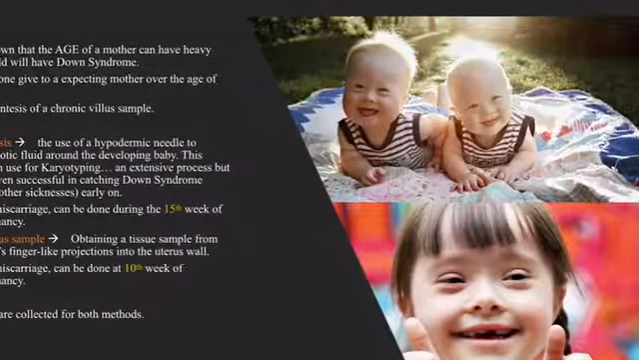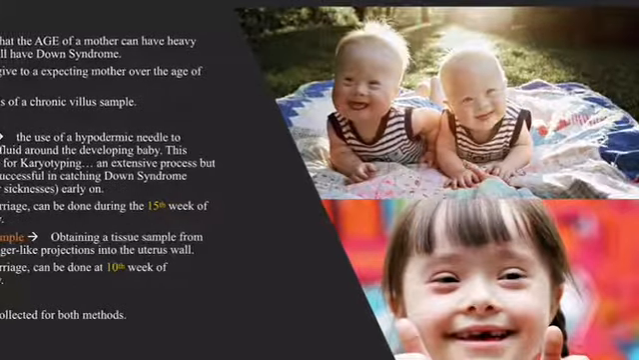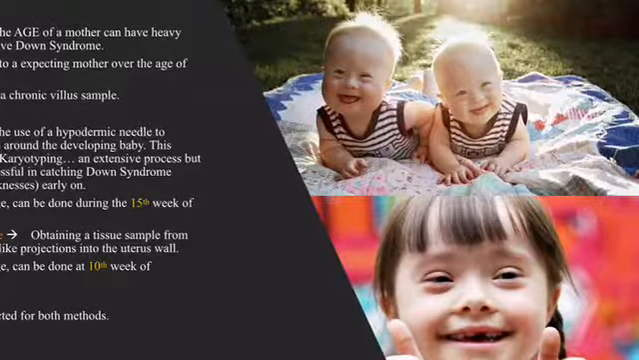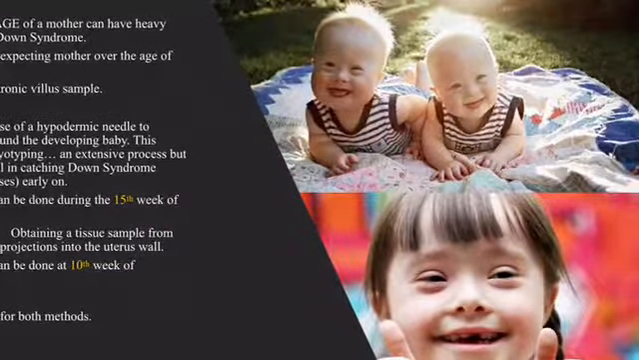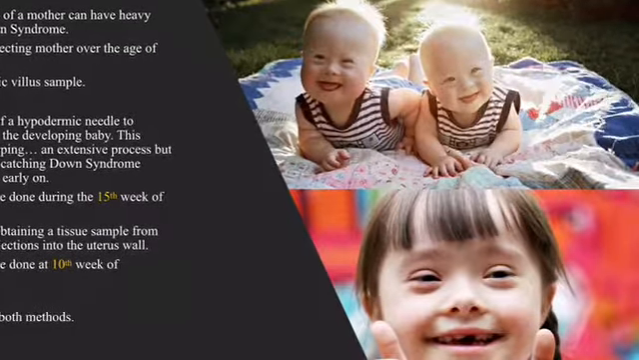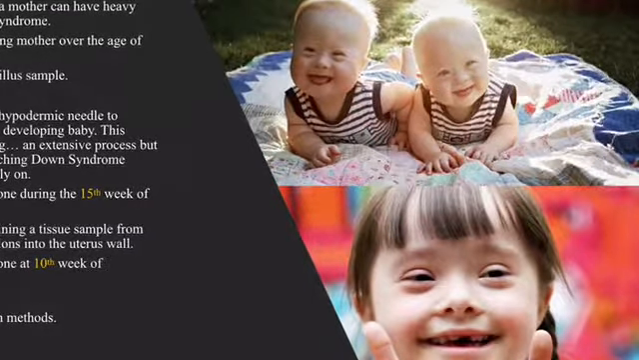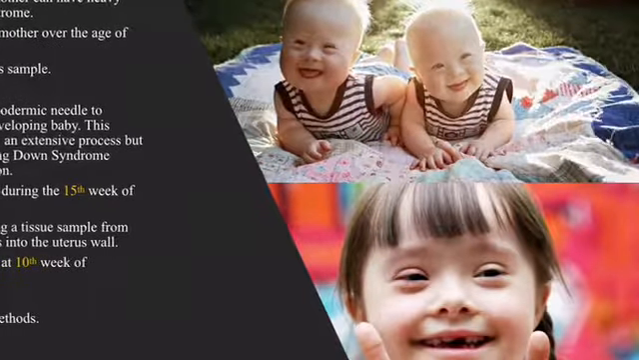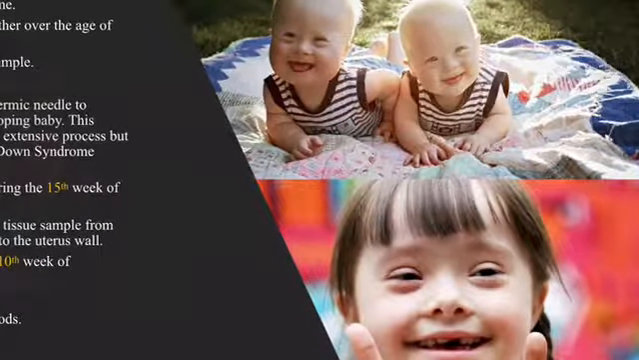Yes, this is a very expensive and luxurious process, but it has been proven successful in catching Down syndrome, along with, of course, other sicknesses early on. It has a 1% rate of miscarriage and can be done during the 15th week of pregnancy. Compared to chorionic villus sampling, which is obtaining a tissue sample from the placenta's finger-like projections, it's a bit more invasive and therefore has a 2% rate of miscarriage. But the plus side of this is it can be done at the 10th week of pregnancy.